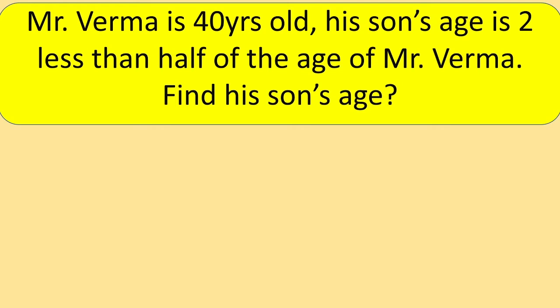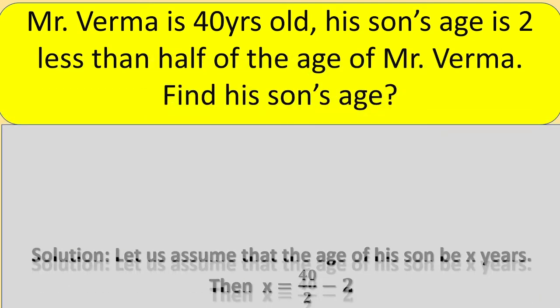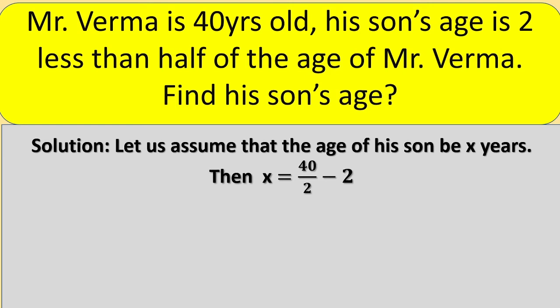So now in this situation, that is the linear equation. In linear equation in one variable, whatever is not given or what we want to find out, we assume it first and then we go as per the question and then we get the answer. So let us assume that the age of his son be x years. According to the question, x is equal to 2 less, 2 less means minus 2, half of the age of Mr. Verma, that means 40 divided by 2.